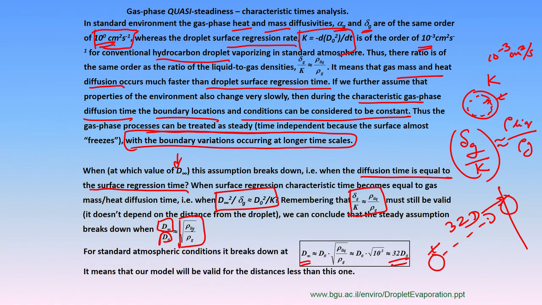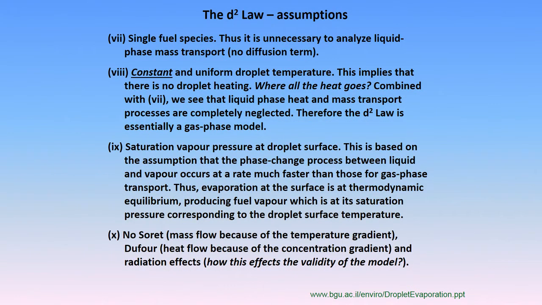So, our model, that means the D-square model, should be valid for distances which are very close. That means we are not considering anything close to 32 diameters, right. So, that gas phase quasi steadiness is one of the most important inbuilt assumptions in the D-square law. Okay. So, some more things. If it is a single species, that means I have mentioned fuel because it is for a combustible droplet, but it need not be, it can be valid for anything.